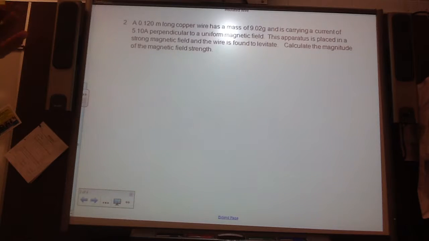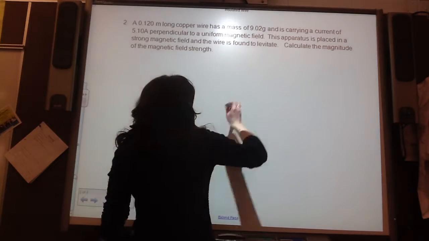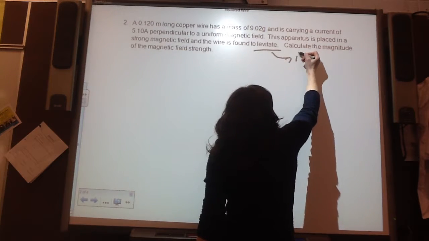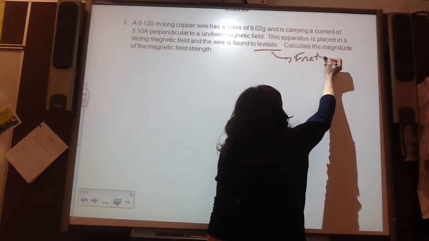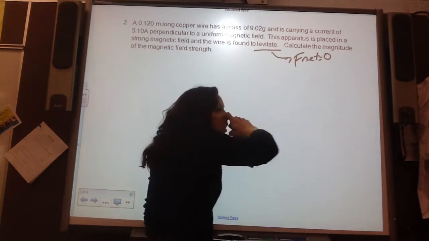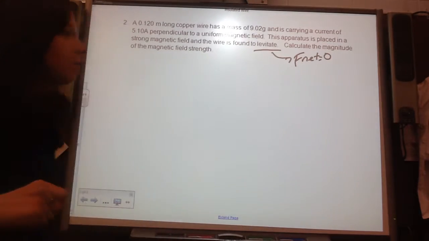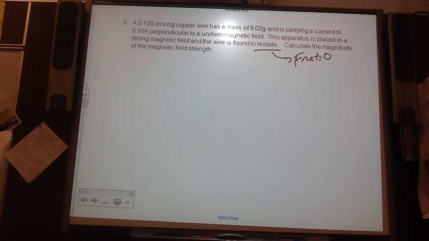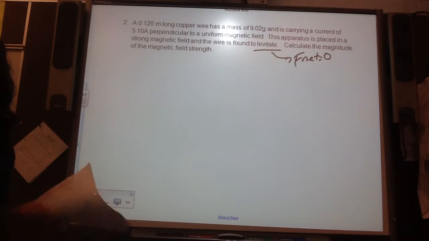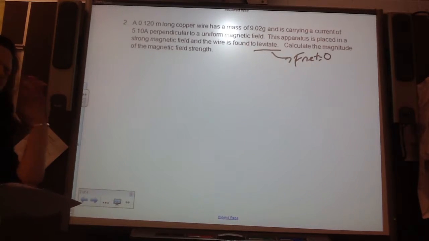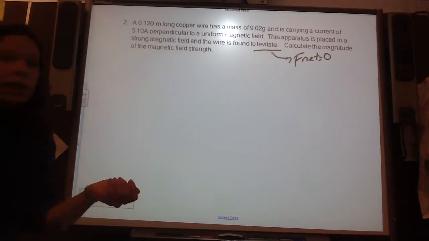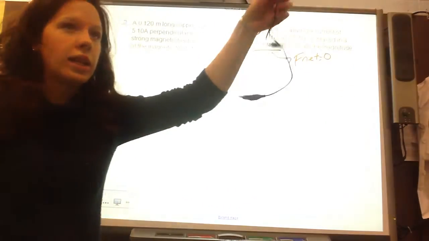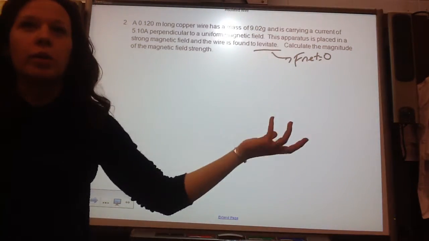The overall net force will be 0, okay? Because it's levitating, so we think about that as like not moving. So F net will equal 0. Even though it has a magnetic force, it will overall equal 0. So now, since we're dealing with a current, a wire, FG is relevant, okay? Because it's like a wire like this. If I drop it, gravity is applicable, yes?